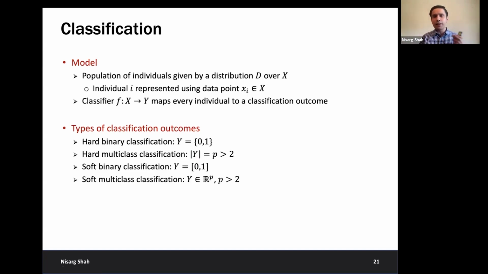This can be several different types of classification outcomes. You can have a binary classification where this Y is just 0 or 1, to give some positive treatment or not give it. Or you can have a hard multi-class classification where this Y is still discrete, but now has size more than 2. Or you can have a soft classification where the Y is a continuous interpolation between the different classes. You can also think of this as a probability distribution over the different classes.